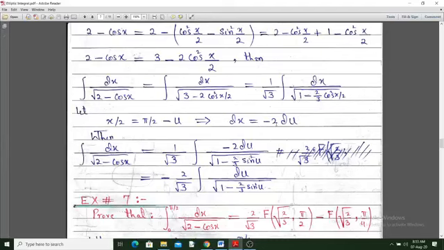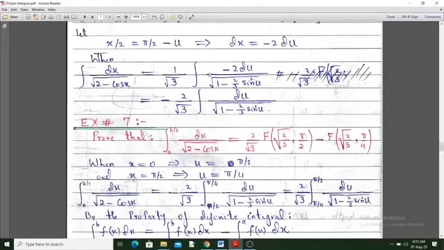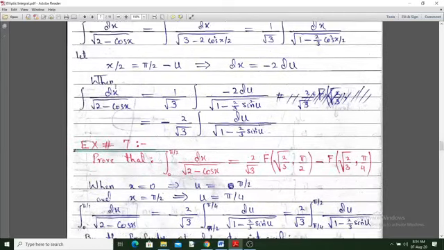Instead of dx we put minus 2 du. We get this expression, and then I write minus 2 outside, and you see this integral now seems to be an elliptic integral. Why an elliptic integral? Because in an elliptic integral we have 1 here, and then we have k square. So what is k? k is square root 2 by 3. So we proved that this given integral is reducible to the elliptic integral form.